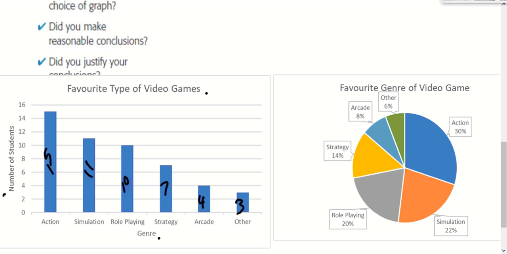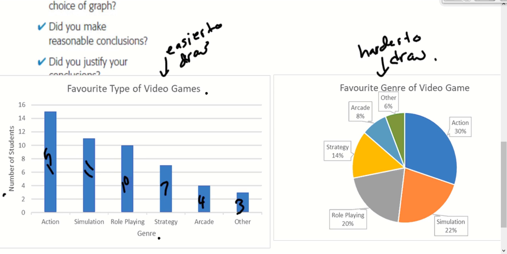Disadvantages of the graph: if I didn't have technology, this one would have been harder to draw. Doable, but harder to draw. This one's easier to draw by comparison. Again, it comes down to the fact that I used technology to do this, and like I said, it's super easy to do. As long as it's reasonably spaced and reasonably accurate, you'll be fine. I wouldn't worry too hard about it.